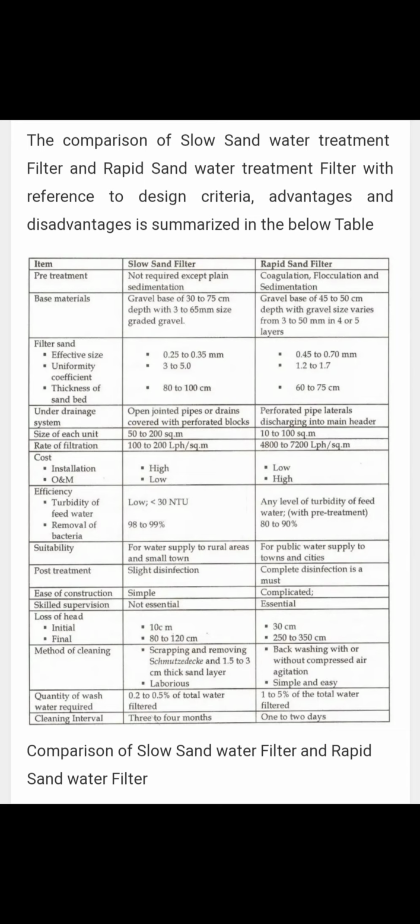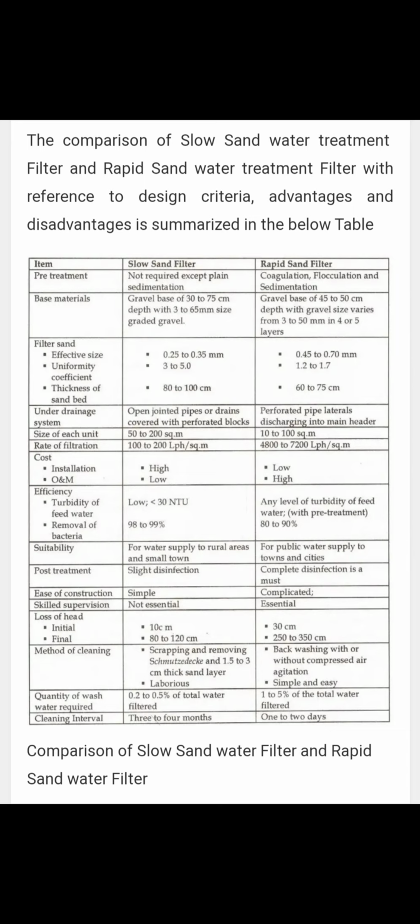Size of unit: in the case of the slow sand filter it varies from 50 to 200 square meters, and for the rapid sand filter the size of the unit is 10 to 100 square meters. That means the slow sand filter has a larger area and larger size, 50 to 200 square meters, and the rapid sand filter has a small area and small size, 10 to 100 square meters.